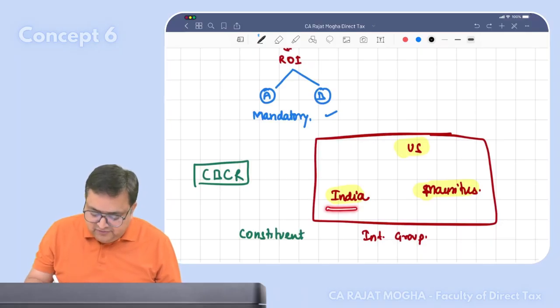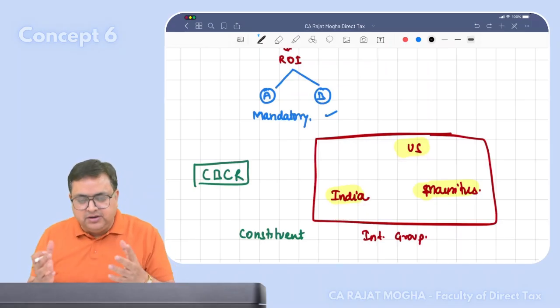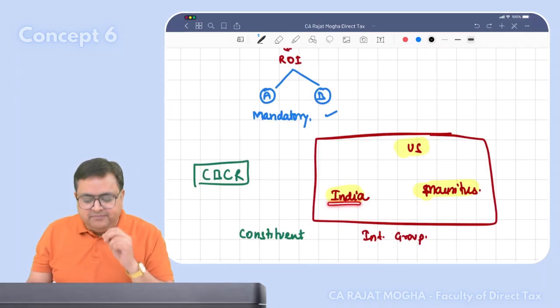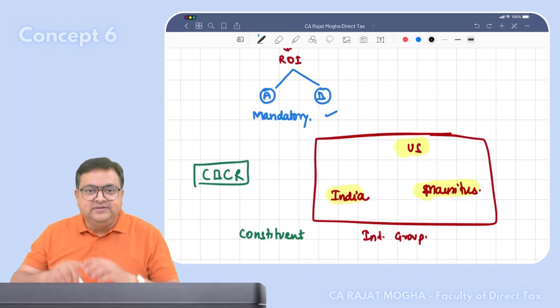So in India, there is one constituent. There can be more constituents in India also, right? There can be 2 companies, 3 companies also. But I'm keeping it simple. Let's say in India, there is one constituent. In US, there is one constituent. Mauritius is one constituent. These are the parts.